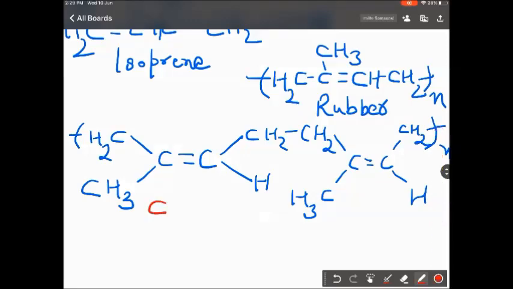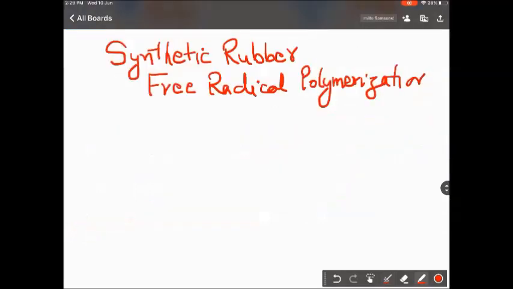If you look at the configurations, we have a cis configuration at this bond, a cis configuration at this bond, and for that matter all the bonds coming on this side, all the bonds on this side, all are cis configured. Synthetic rubber is prepared by free radical polymerization.